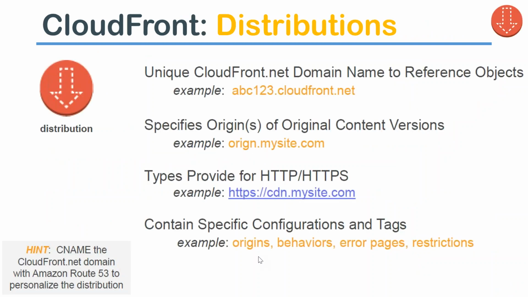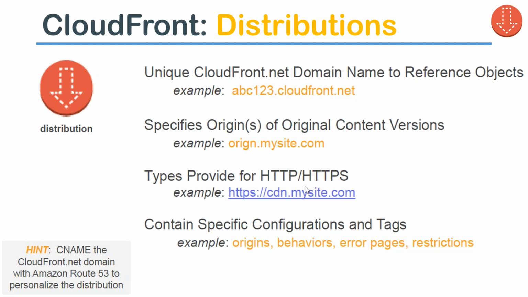Let us quickly go over them. Let us look at it this way. So I spoke about distributions. It is a unique CloudFront URL. You will get a unique CloudFront URL, something like abc123.cloudfront.net, for each distribution that you get. And it supports HTTP and HTTPS.